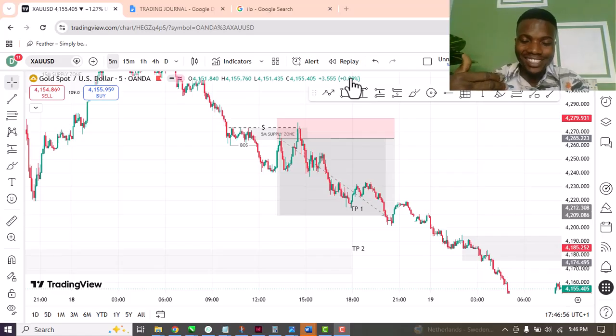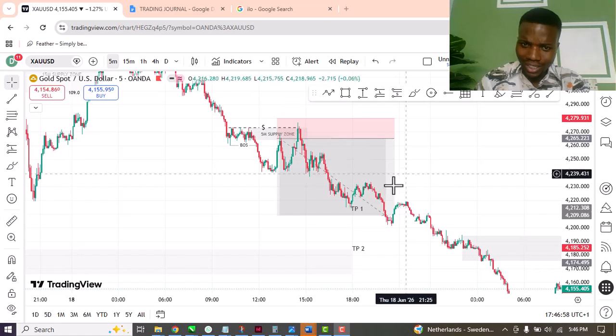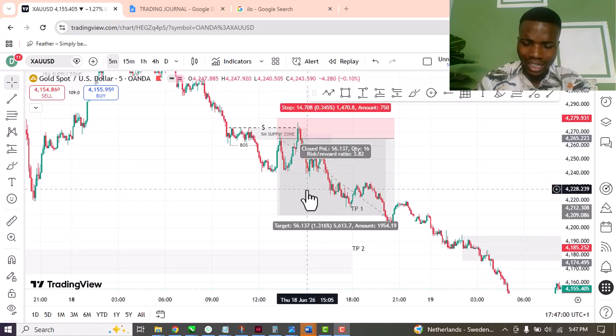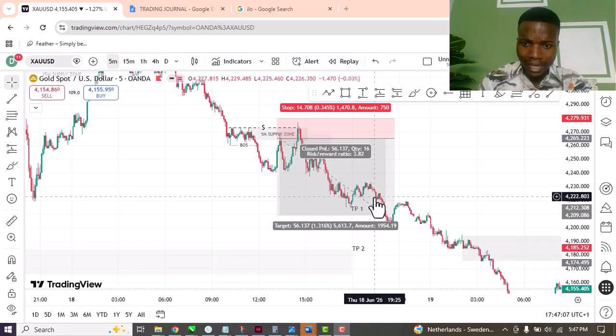And one thing is that this was on Thursday. I placed this trade on Thursday, as you can see below on the screen, Thursday 18 June 2026, right? And I made that profit on the same day. All right, that was around 2 hours to 20. That was around after 8 o'clock in the evening.